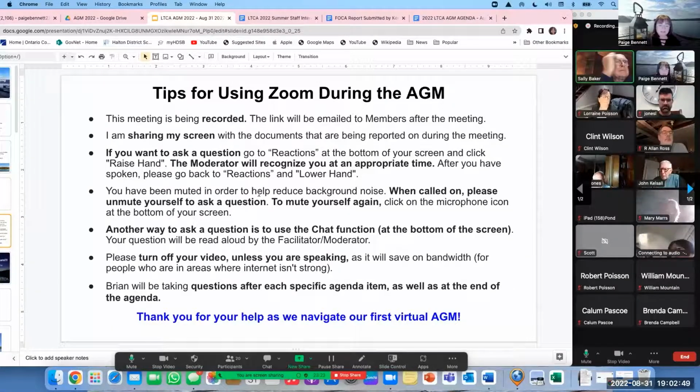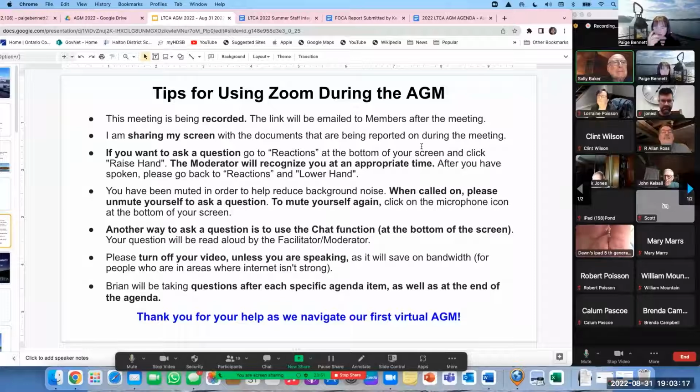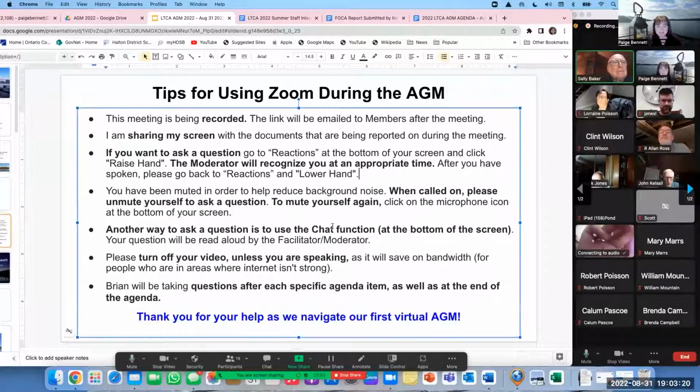If you want to ask questions, then you can go to reactions. It's at the bottom of your screen. It might be underneath the 3 dots where it says more, but it's on reactions, and just click raise hand, and then at an appropriate time, Brian or I will ask you to unmute yourself and to share your question or comment. And then after you've spoken, just go back to lower hand, and then that part's finished. Now, everyone was muted in order to help with reduced background noise. But when you are called on, just unmute yourself to ask a question, and then just mute yourself again. And there's that microphone icon at the bottom of your screen.